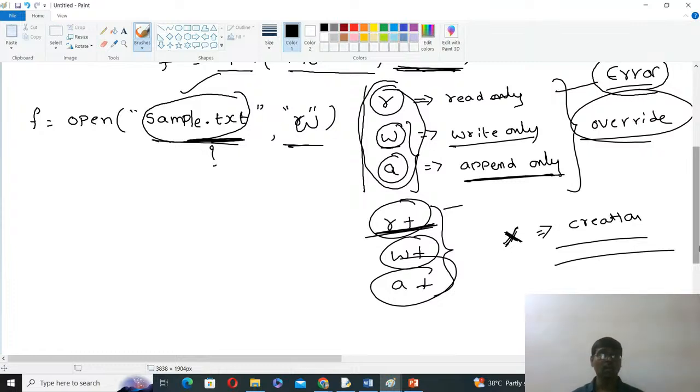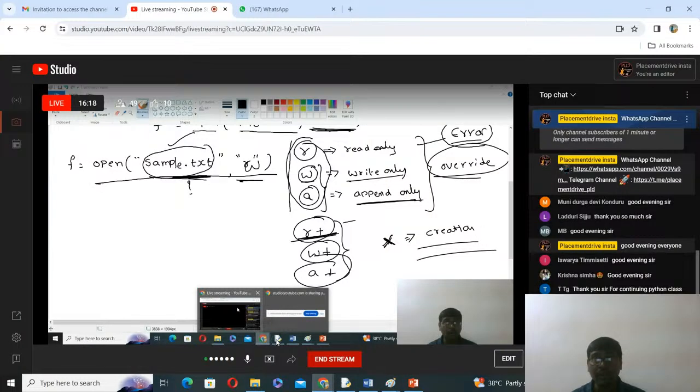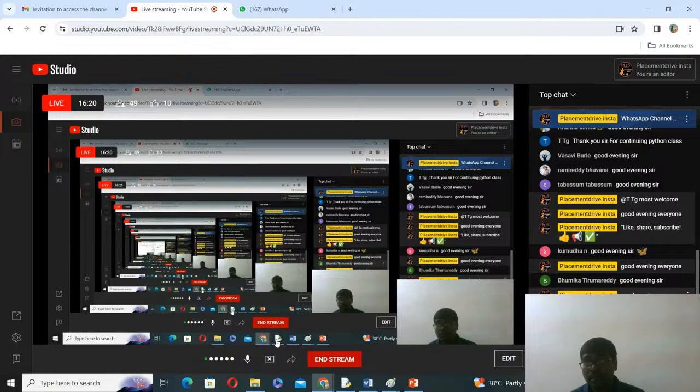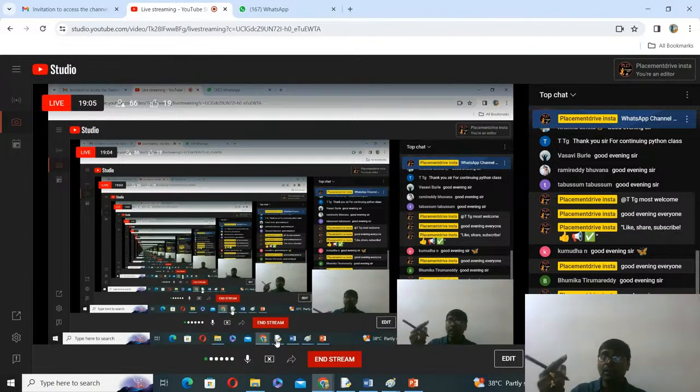Okay. Now I opened some file by using this type of statement. I think everyone is clear. Any doubts about opening a file? Read plus write, both it will give, sir. Exactly. R plus gives both read operation and write operation. W plus also gives read and write operation. A plus also gives read and write operation.